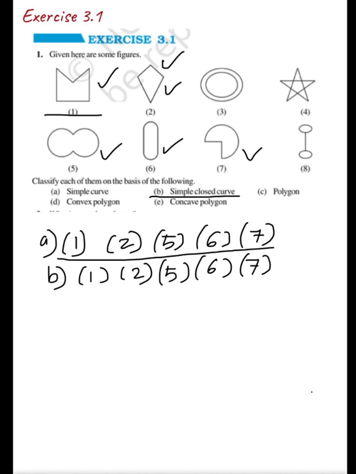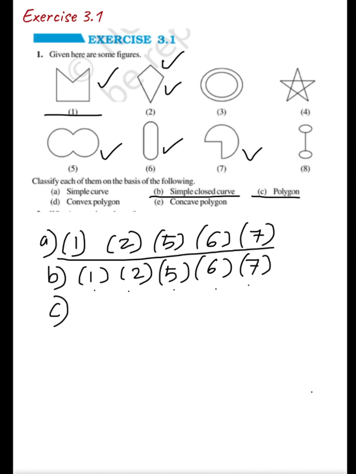Understand? Now the next one is what? C is polygon. So what was the definition of a polygon? A polygon should be a simple closed curve and at the same time it will be made up of line segments only. We have already sorted the simple closed curves: 1, 2, 5, 6 and 7, from the second question, B. Now our aim is to identify the polygon. Polygon means it will already be a simple closed curve and in addition it should be made up of only line segments.